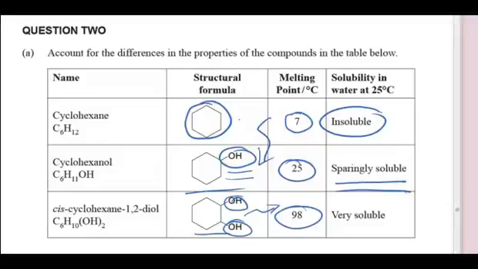And so obviously the water molecules are more attracted to each other than they are attracted to the cyclohexanol, so it only dissolves slightly. Now when we add another OH group on here, we get a greater ability for the diol to hydrogen bond with water. So for this one it becomes very soluble. So if we discuss all those factors in turn, we should be able to get a reasonable mark for this question.